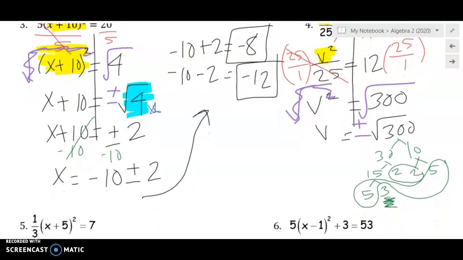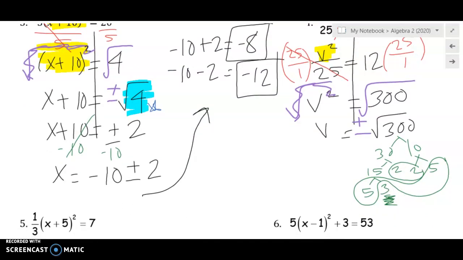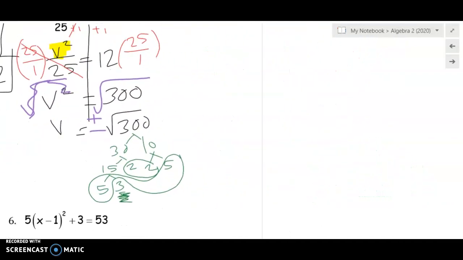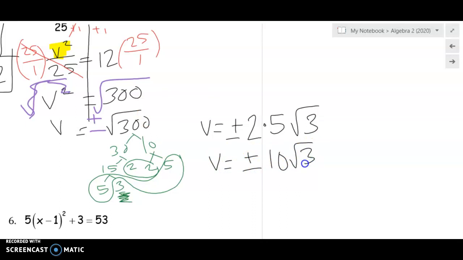So when I go to write my answer here, and I'm running out of space a little bit, let's see if I can scoot over. When I write my answer, I have v equals the plus or minus symbol. The match 2 comes to the outside, and the match 5 comes to the outside. The leftover 3 stays under. So make sure you multiply the 2 times 5 to give you a 10 on the outside, and the 3 would stay under. And that would be my final answer, plus or minus, a positive version and a negative version.